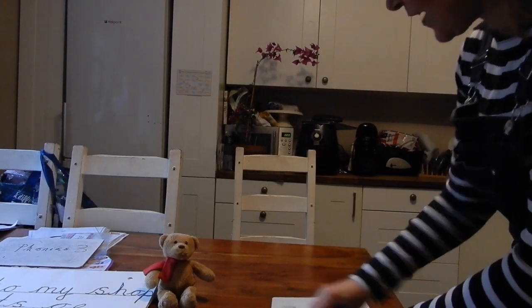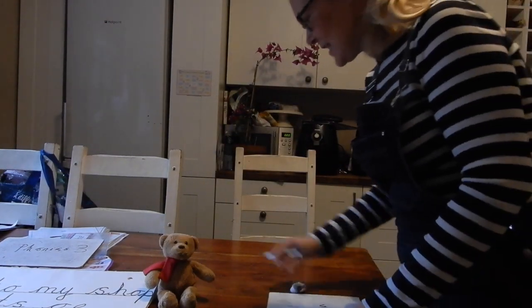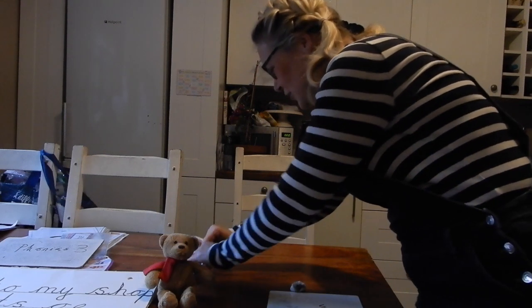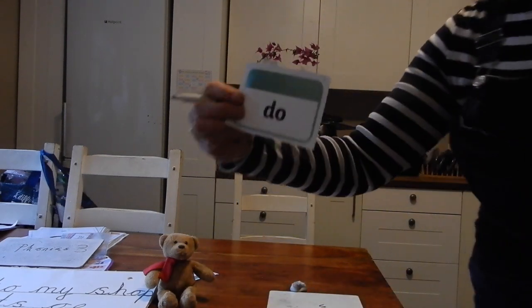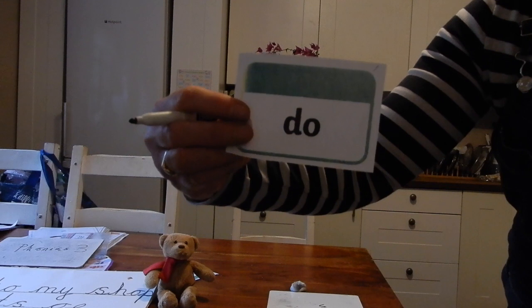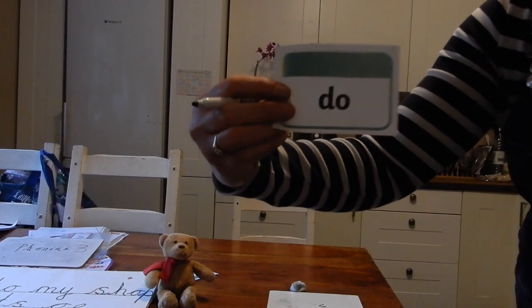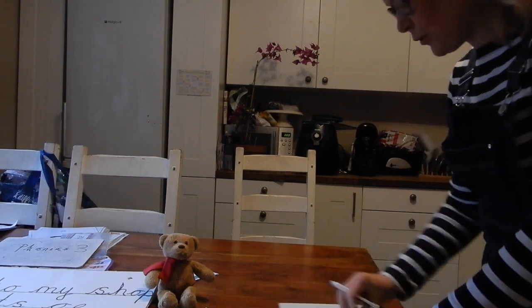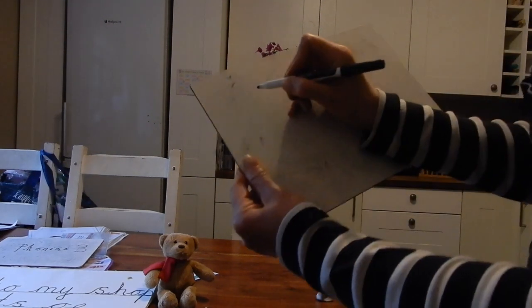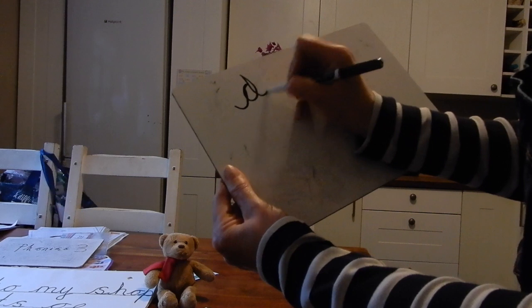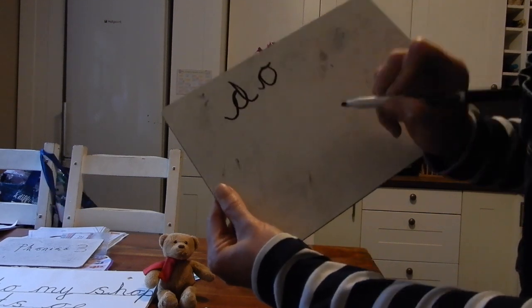Okay, let's go with another common exception word, writing it. Oh, this is a nice one. You should be able to get lots of these on your board in 1 minute. What have we got? Do. D helping you. O making an oo sound. Do. So let's write do on our boards. The D is helping us. Just an O making an oo sound.